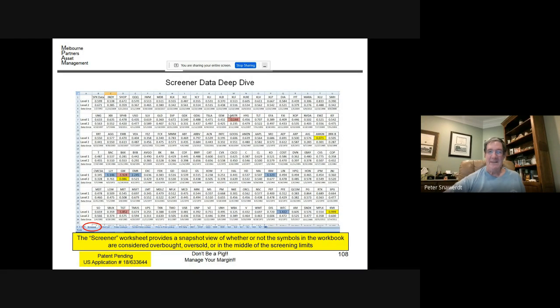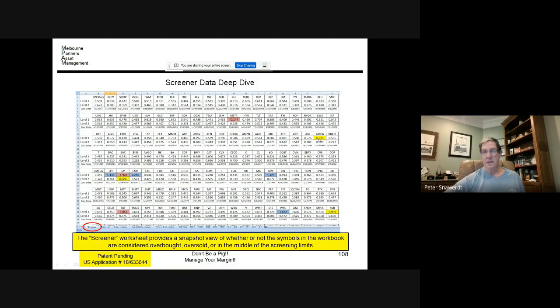Screener worksheet. We have two of these, Screener 1 and Screener 2. This is essentially what Screener 1 looks like if you were to just look at it by itself, without the colors only. This is from way back at some point in time, but it gives you a snapshot of whether something is overbought or oversold. In this particular case, we're showing MSTR to be oversold at level 1, which means that it fell below the 1% screening limits. The stock actually closed below the 1% screening limits.